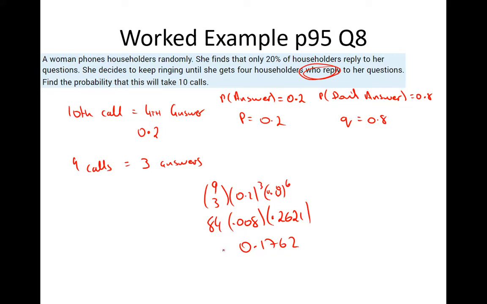We have to remember that we want an answer on the 10th call. So it's this and an answer, which is 0.2 on the 10th call. So when you multiply that by 0.2, the overall probability drops to 0.03523. And that's it. Okay, so again, you just have to be careful that if there's something happening on the last attempt or the last trial, that you mark that down first and then see how many trials beforehand occur and how many successes you want out of the previous events or previous trials.